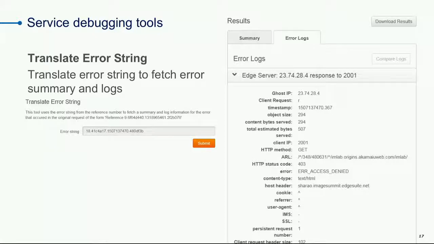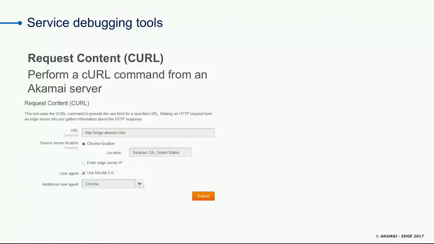The next tool is request content URL. We also call it curl, client for URLs. This is a pretty simple tool which allows you to send an HTTP request from any particular location or edge server to your URL. For example, if you want to test geoblock from the US or from China, from Japan, from any different locations, this is the tool you're going to use. And you also can specify the user agent you want.